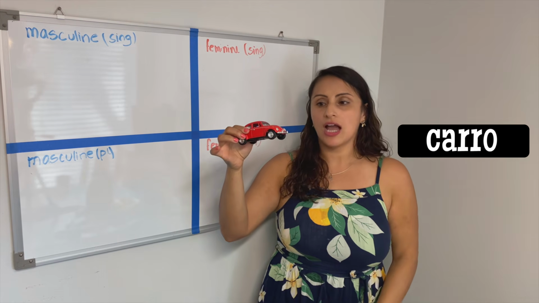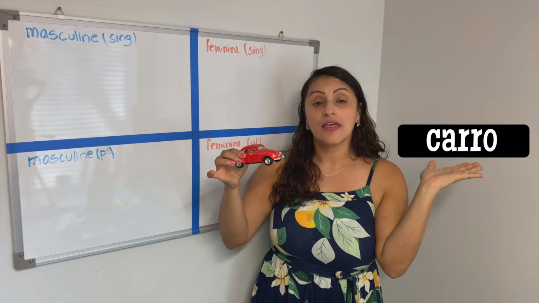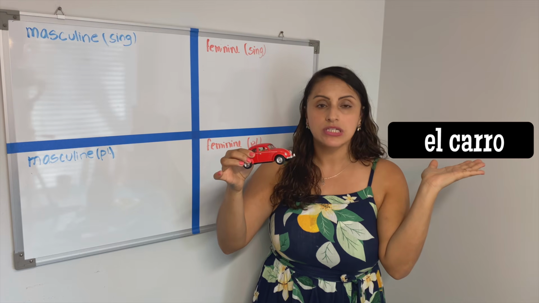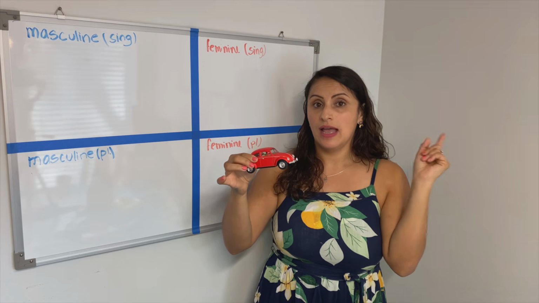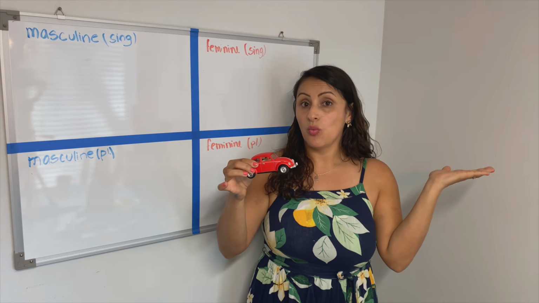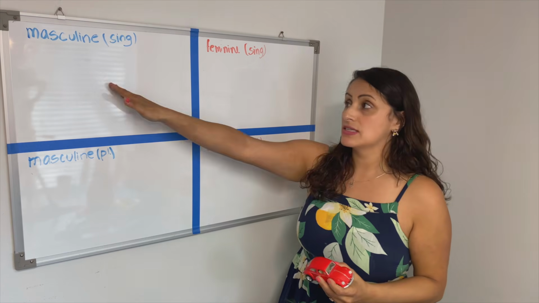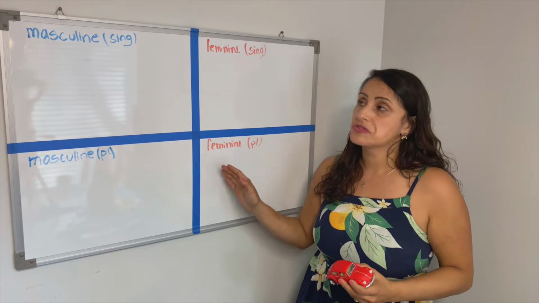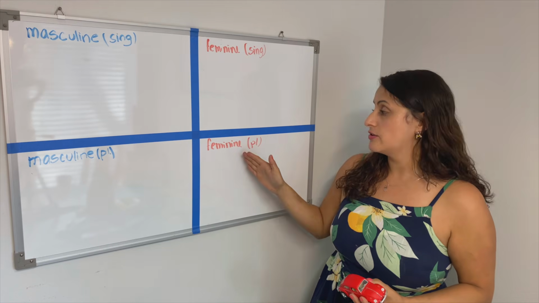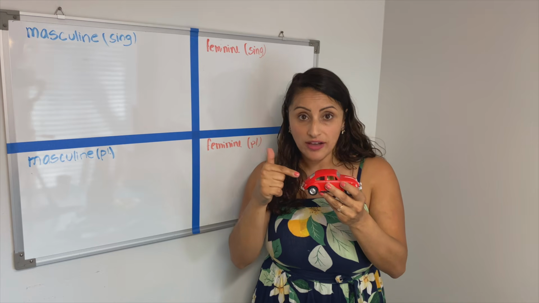So let's bring back our carro. If we want to say the car, we would say el carro. And we're talking about a specific car. However, if we want to say a car, we're going to use the indefinite article. They still follow the same rules as their definite articles. Masculine singular, masculine plural, feminine singular, and feminine plural. Remember, it's based on the gender of the noun.